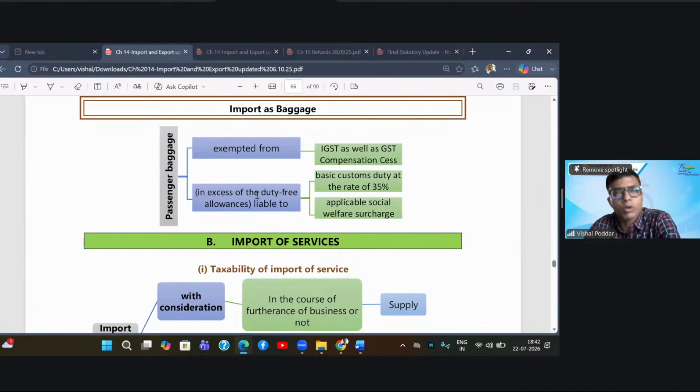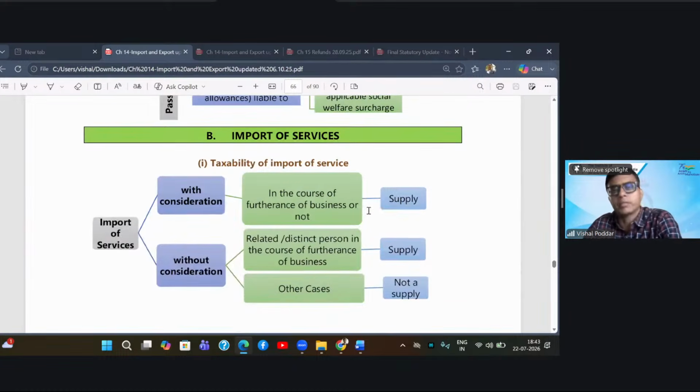Wherever the customs law limit is exhausted and your import value is exceeding the basic duty-free limit, then on such excess value, there will be only basic custom duty at the rate of 35% along with the social welfare cess or surcharge. There will be no IGST. So IGST is completely exempted whenever it comes to baggage. But as far as basic custom duty is concerned, there is a limit called the duty-free baggage allowance. Up to that limit of your import, custom duty is exempt. Beyond that, it will be taxable.